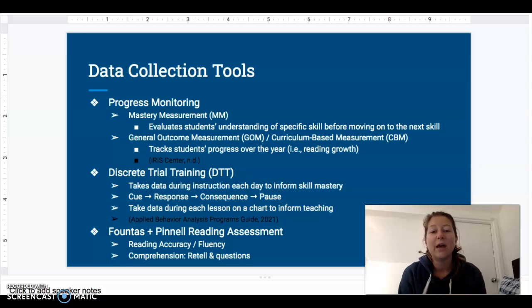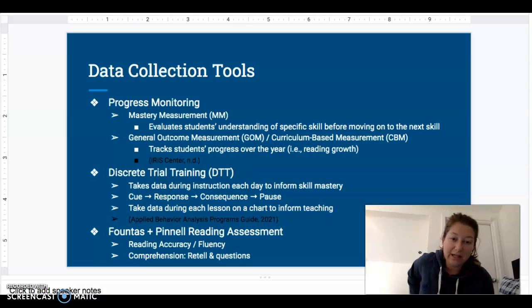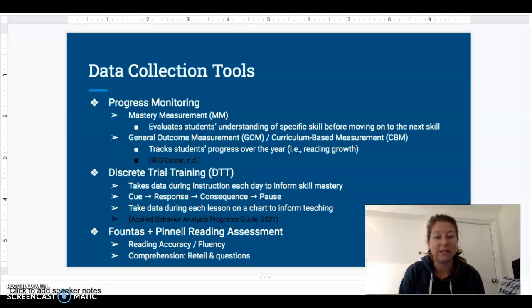And the other one, which seems to be the most popular, or not necessarily popular, but used most, is the general outcome measurement, or also curriculum-based measurement. And this tracks students' progress over the year. So for example, reading growth. Are students moving reading levels throughout the year? And you might do bigger assessments throughout that time just to continue to track your students' overall progress throughout the year.